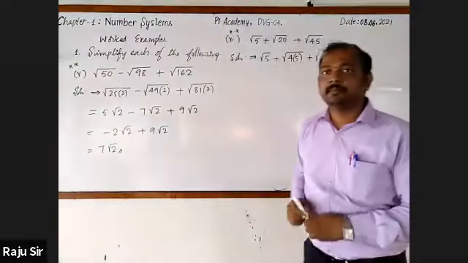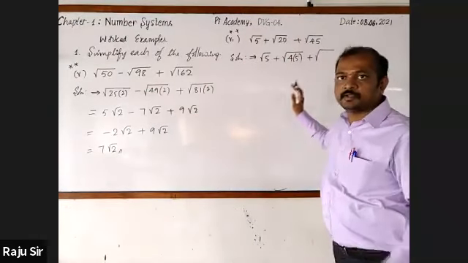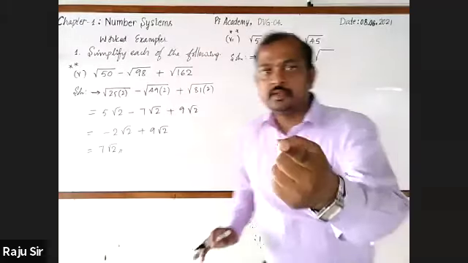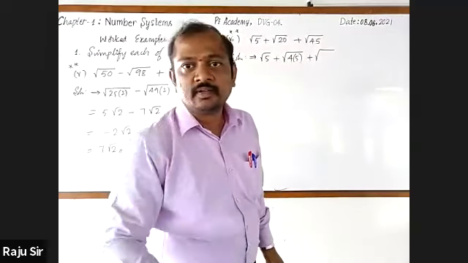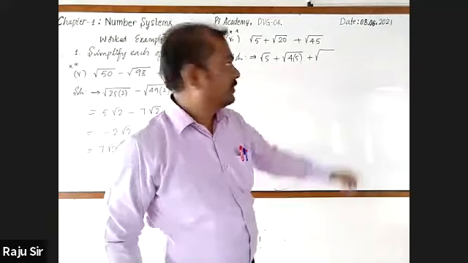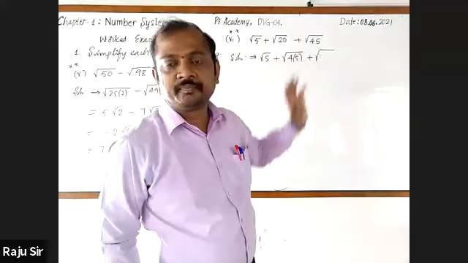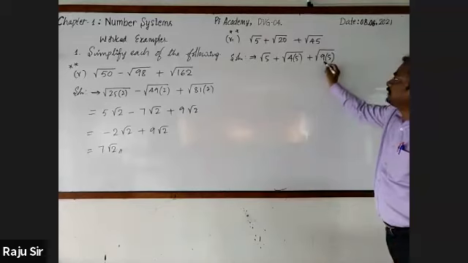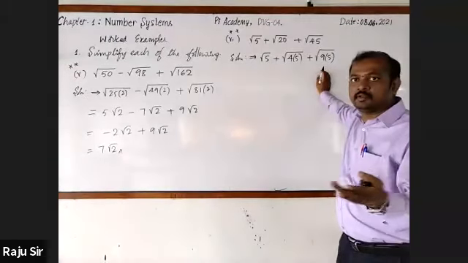Plus square root of 45. Sahana SG. Prerana K, square root of 45. 9 into 5. Yes, 9 5s are 45. 9 is a perfect square. Now go for simplifying this.